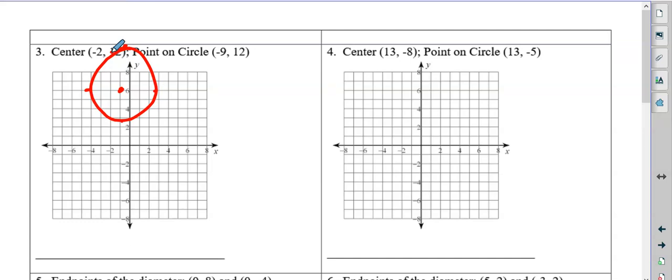Center, 13, negative 8. I'm going to count by twos again. So center would be 2, 4, 6, 8, 10, 12, 13, kind of in the middle. Negative 8, 2, 4, 6, 8, right there. Point on a circle, 13, negative 5. So 2, 4, 5, it'd be in the middle there. So you can see it's 1.5 boxes. So 1.5 boxes there, there, there.